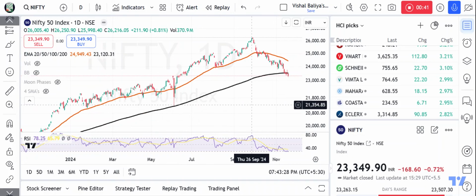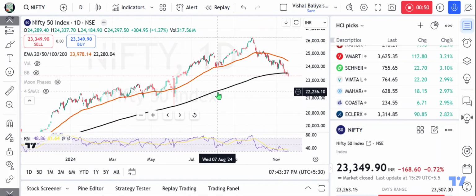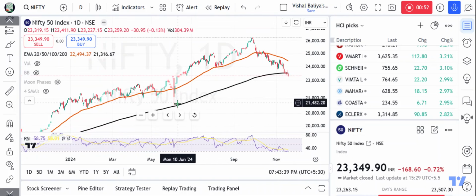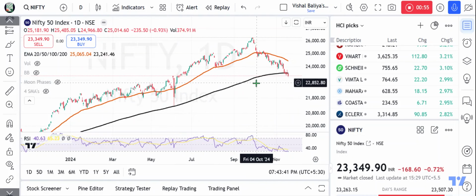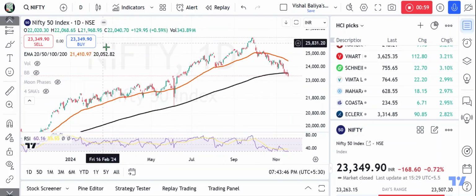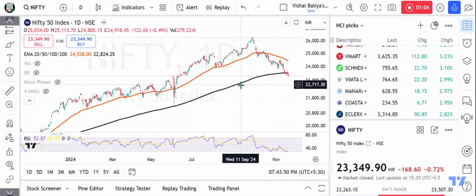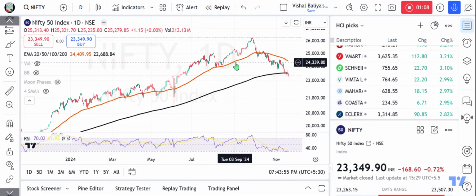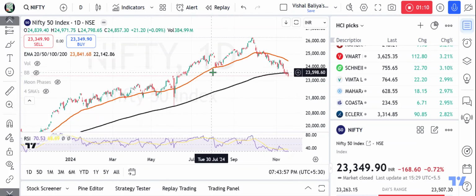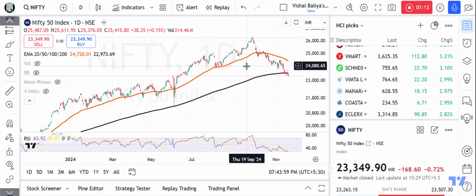So we'll try to learn what is mother father and small child theory through a small example. Now, in the mother, father, and small child theory, this black line which you can see over here is considered as the father line. As this chart is a daily chart, the black line represents the 200 days exponential moving average. The red line over here indicates the 50 days exponential moving average, right?